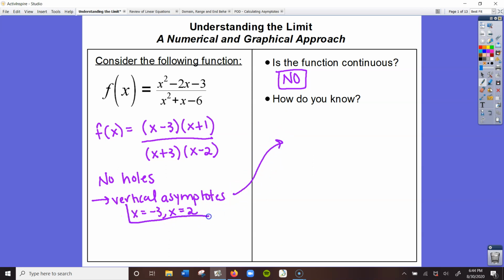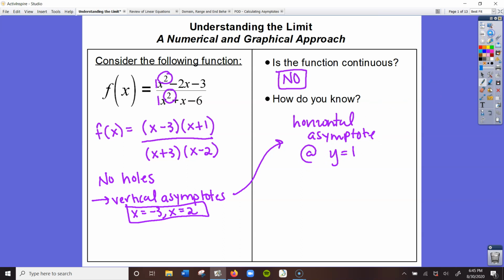We could also determine if we have any horizontal asymptotes. When we have horizontal asymptotes, we have to compare the degree of the numerator with the degree of the denominator. Since the degrees are the same, we take the coefficients of the highest degree and divide them. 1 divided by 1 is 1. So therefore, we also have a horizontal asymptote at y equals 1.